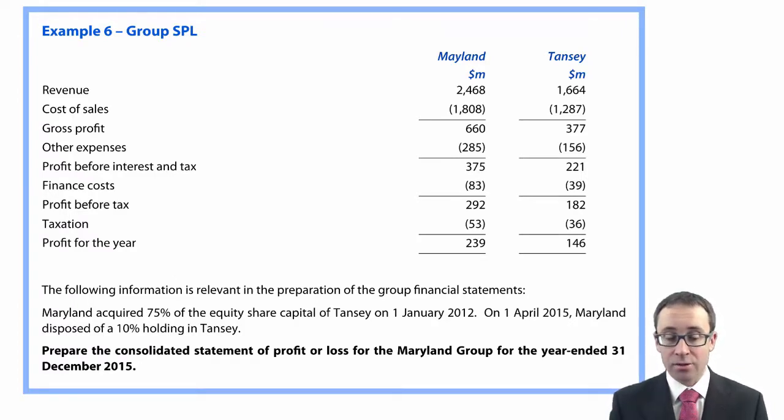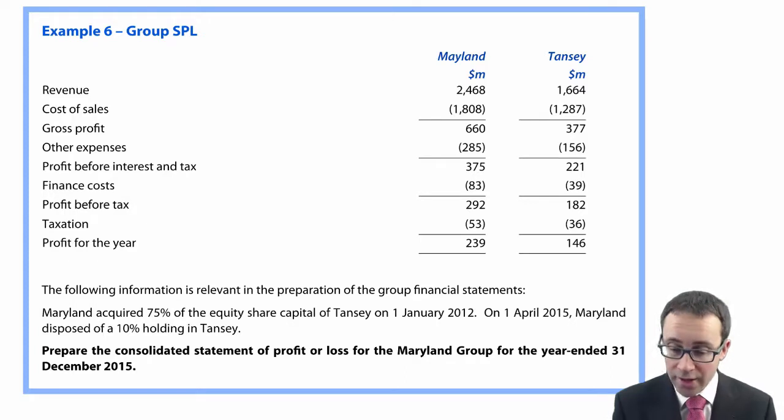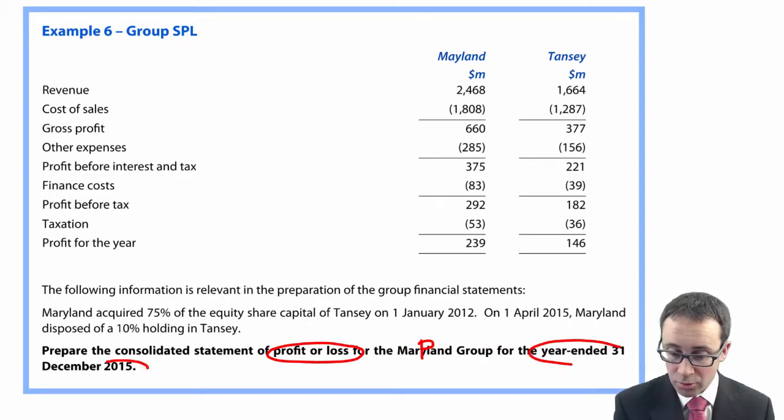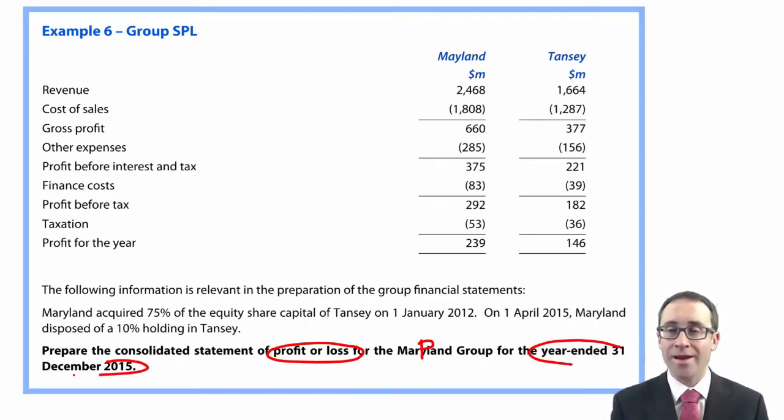The requirement at the bottom says: prepare the consolidated statement of profit or loss for the Maryland group. So Maryland must be the parent. The key bit, whenever you have an acquisition or disposal within a question, is that you note the year-end date. Here the year-end date is vitally important for profit or loss, because you may have to prorate the results during the year. The year-end is the 31st of December 2015.